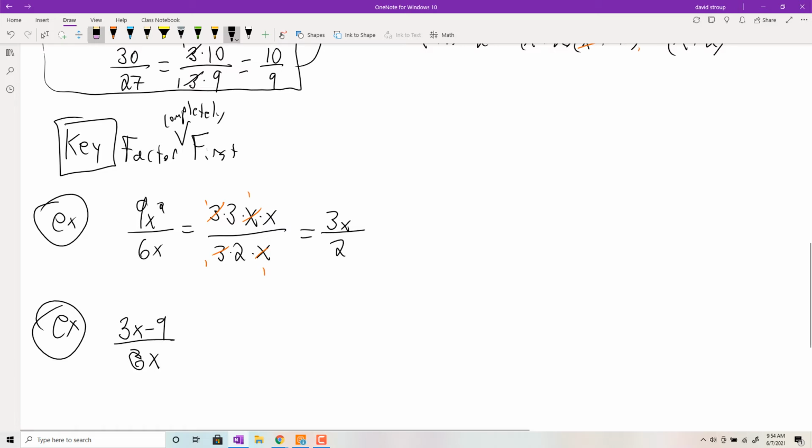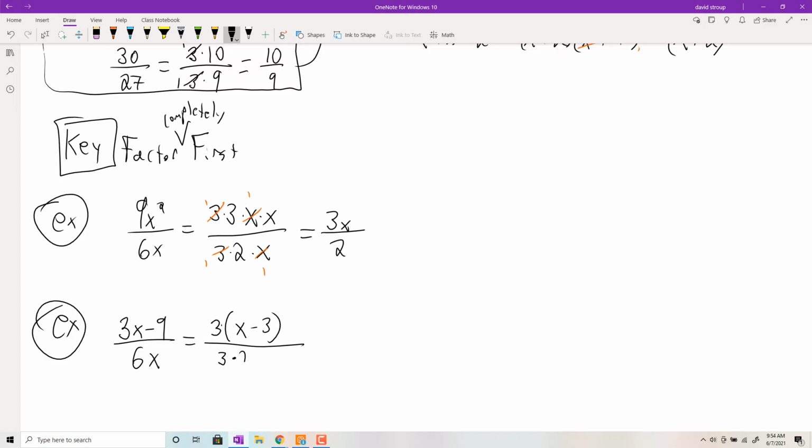Okay, so here we have 3x minus 9 all over 6x. So in the numerator, factor that completely. I can factor a GCF of 3. I'm left with x minus 3. So on the top, I have 2 factors, the 3 and the x minus 3. And the bottom, you can factor 6 as 3 times 2. And then we have another factor of x.